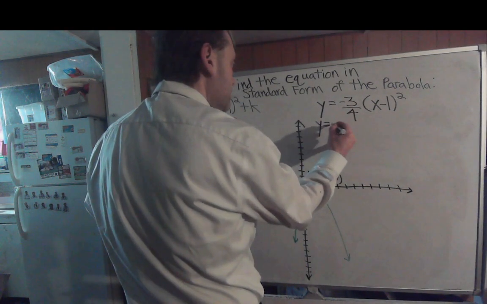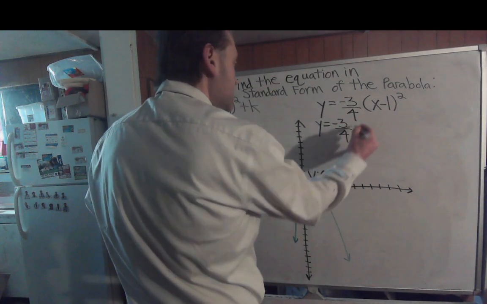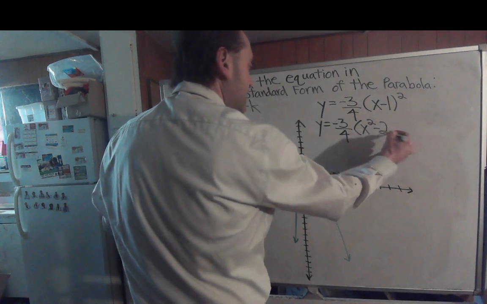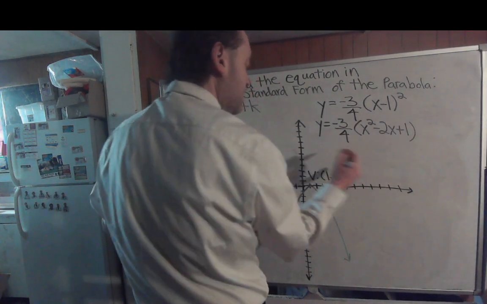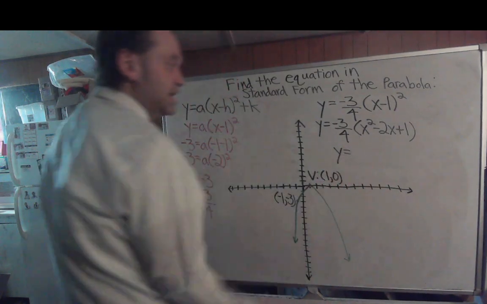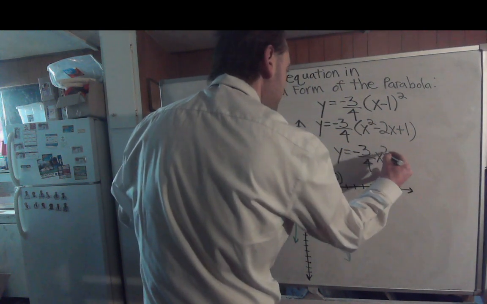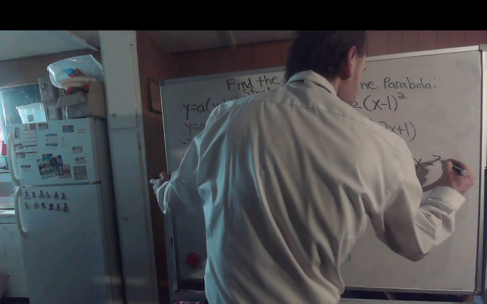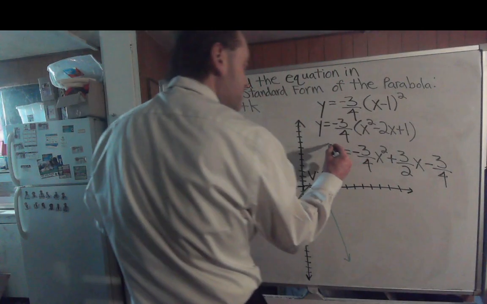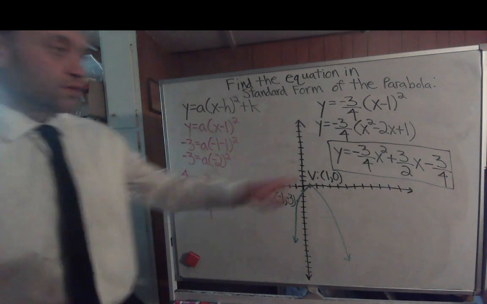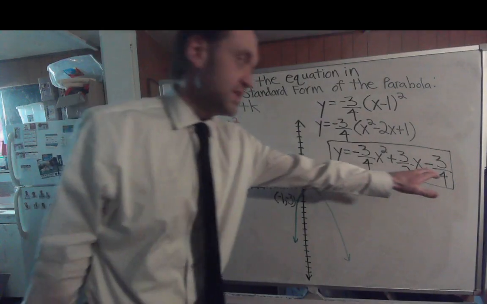So y would equal -3/4 times the quantity of this x minus 1 squared is x squared minus 2x plus 1. So for the final form, for the standard form, y would equal -3/4 x squared plus 3/2 x minus 3/4. So this is the equation for this parabola in standard form. Y would equal -3/4 x squared plus 3/2 x minus 3/4.